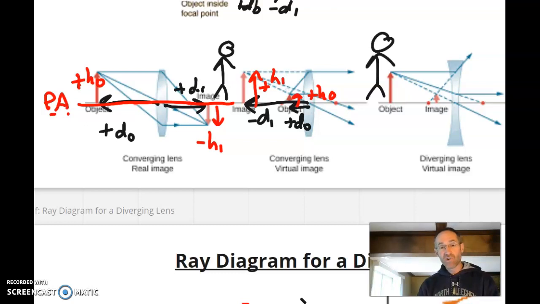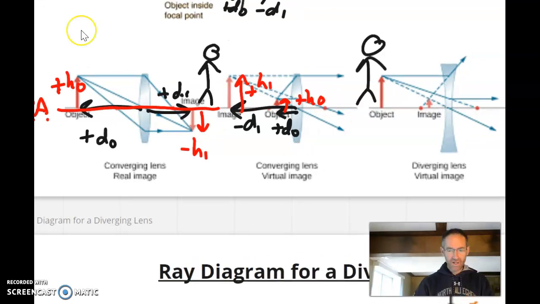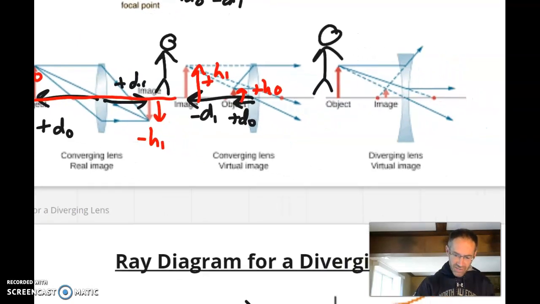And remember, the positive image height on mirrors stood for an upright image. Well, it stands for that same upright image now. In the next video, we'll talk about how the sign conventions work with ray diagrams, and where it used to be the mirror equation, it'll now be the thin lens equation. So watch the next video for that.